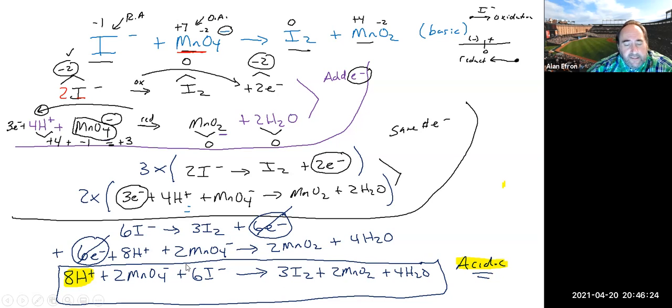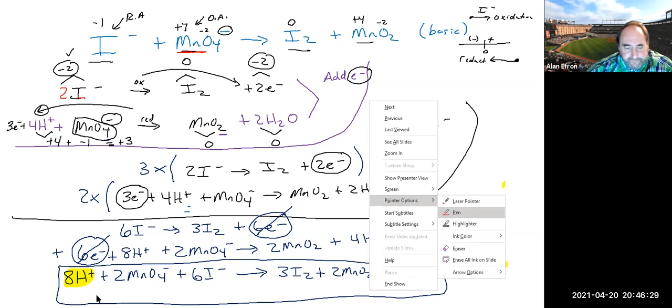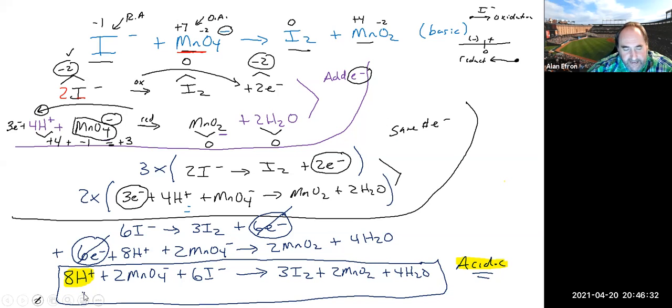Overall charge on the left-hand side, we got plus 8 from the hydrogen. We also have -2 for the 2 MnO4s, and we have -6 for the 6 iodides. And that gives us a grand total of 0. Right-hand side, I2 has no oxidation state. MnO2 is neutral. Water is neutral, which means we have 0 in terms of charge.